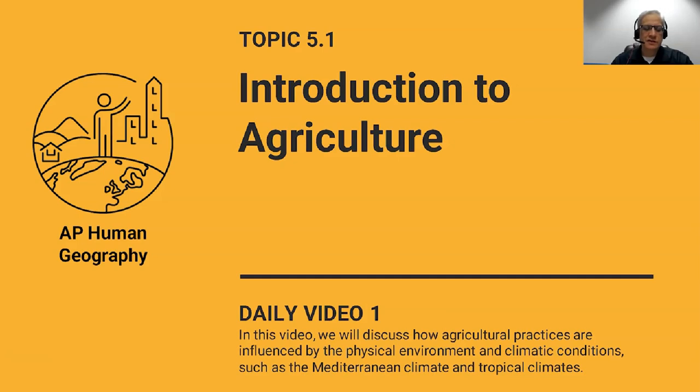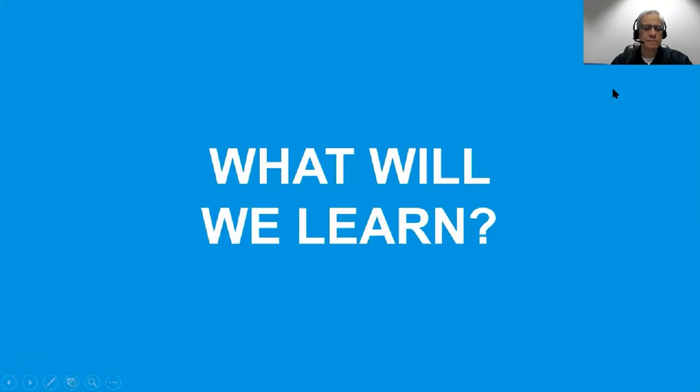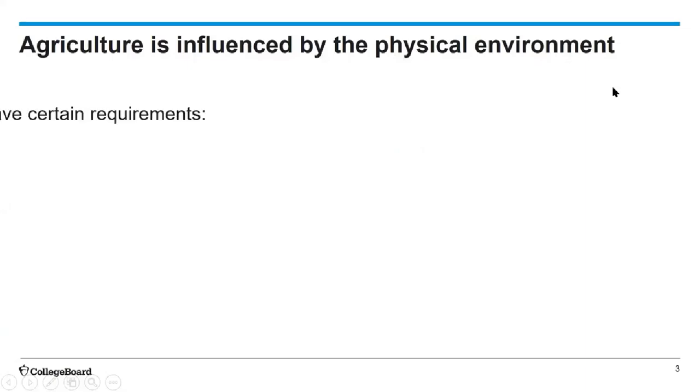Today's video will discuss how agricultural practices are influenced by the physical environment and climatic conditions, such as Mediterranean climates and tropical climates. What will we learn? Well, agriculture is influenced by the physical environment, and all plants have certain requirements that they need in order to grow and thrive.